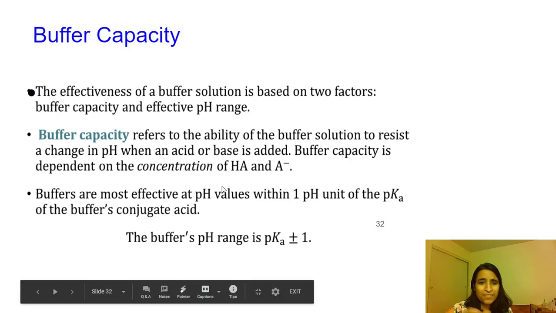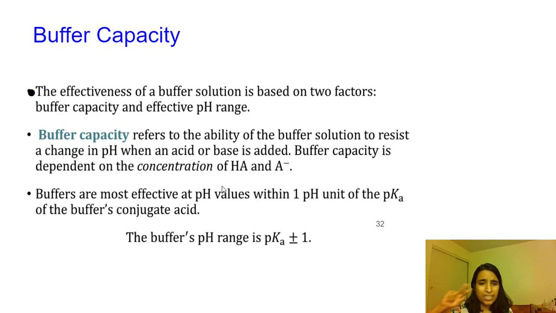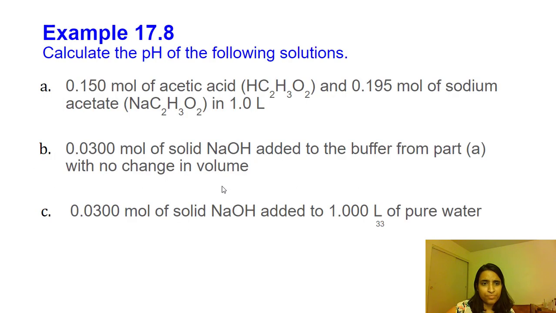So the effectiveness of a buffer solution is based on two factors, which are the buffer capacity and the effective pH range. Buffer capacity refers to the ability of the buffer to resist the change in pH, and it's dependent on the concentration of the acid and the conjugate base. So if the acid and the conjugate base have a higher concentration, it means they will be able to counteract whatever is added to a higher degree. Buffers are most effective at pH values within 1 pH unit of the pKa of its conjugate acid.